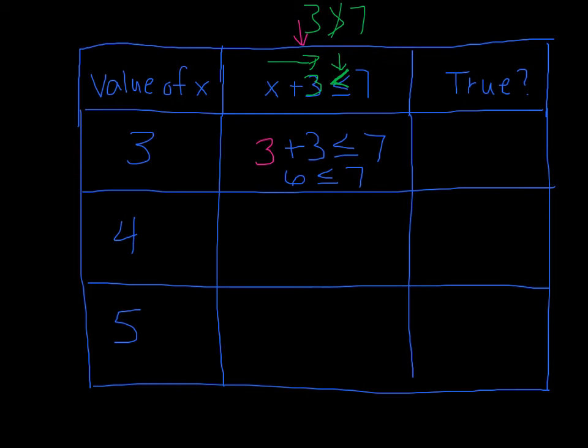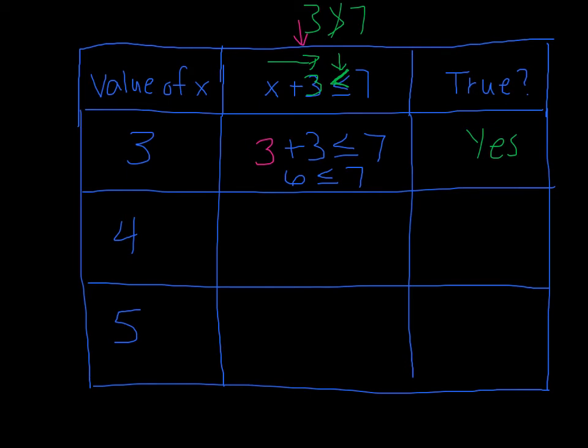So let's read it like this. So 6 is less than or equal to 7. Is that true? Well, yeah, that makes sense. 6 is less than 7. In this situation, because it's an inequality, it could also be equal to. Because remember, inequalities can have more than one solution. And this is just proving it right here.